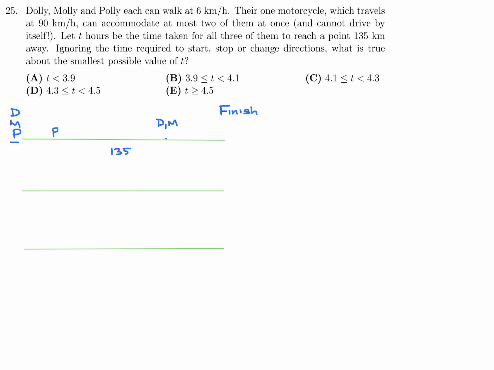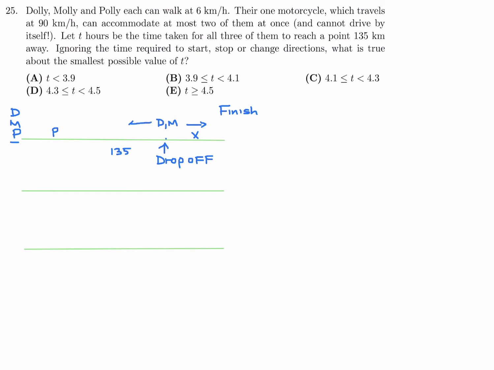Okay? Now, at this point, we don't know any of these distances. So I'm just going to label this distance X. It's the distance from that point to the finish. Now, this is a very important point. That is what you call a drop-off point. That is where Dolly drops off Molly. And then Molly starts to walk in this direction. So Molly will start walking toward the finish line.